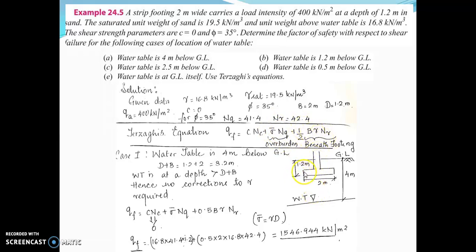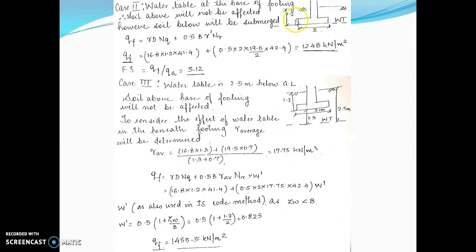So now clearly, if my water table is here, soil above the foundation level will not be affected. However, what will happen to the soil below? Water table is right here, so it's going to be submerged soil. So it will have submerged unit weight. By thumb rule, submerged unit weight was taken as saturated divided by 2, half of the saturated unit weight. This is a thumb rule. The exact equation is gamma dash is gamma sat minus gamma w. But we can take it as gamma sat divided by 2 directly.